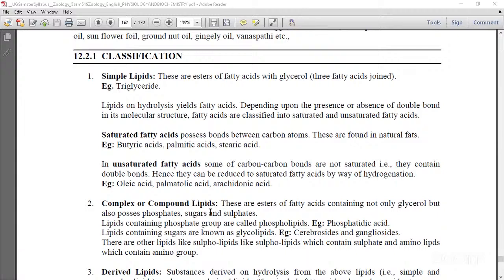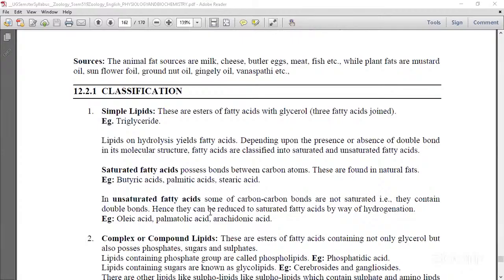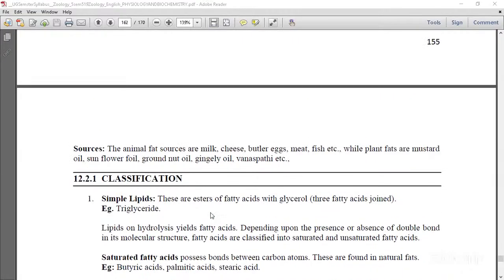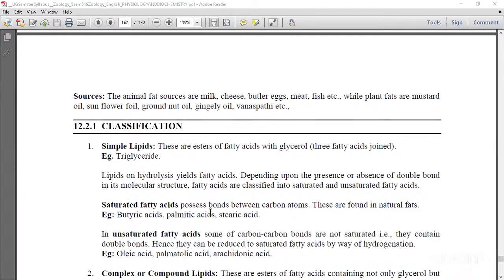Three fatty acids joined together form a simple lipid called a triglyceride. Upon hydrolysis, this yields the fatty acids. Depending upon the presence of double bonds in their molecular structure, fatty acids are again classified into saturated and unsaturated fatty acids. Saturated fatty acids are found in natural fats, such as butyric acid, palmitic acid, and stearic acid.